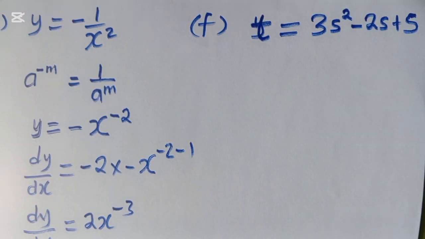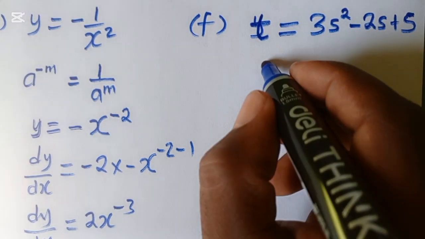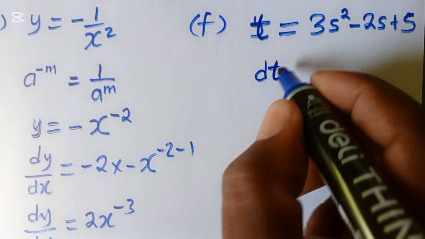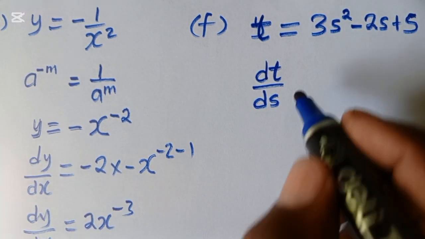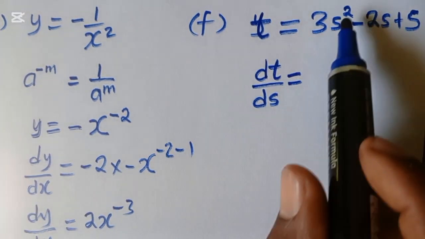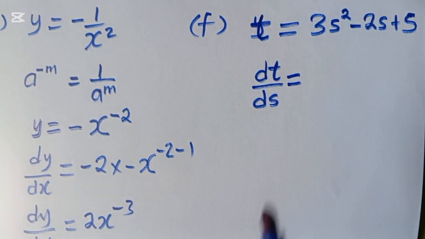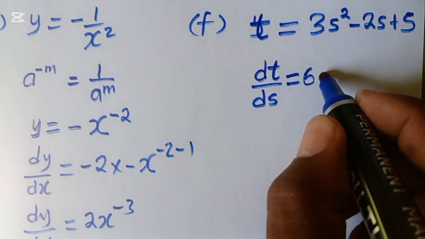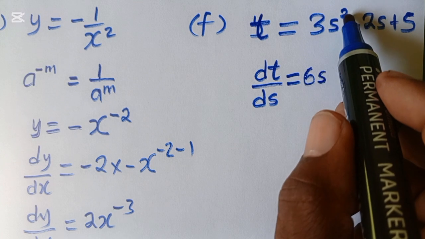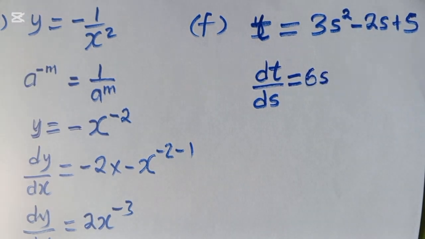Part F, so t is equal to 3s to the power 2 minus 2s plus 5. So I'll say dt/ds, I'm differentiating with respect to s. Say 2 times 3, that is 6s. 2 minus 1, that is 1, so I'll not write the power of 1.